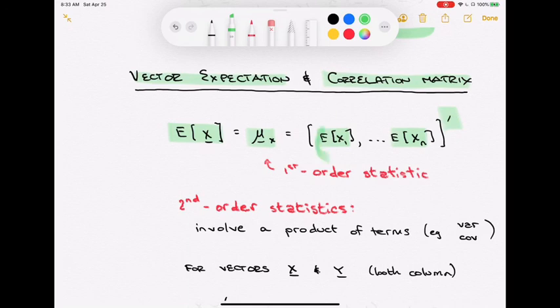Because things like this, expected x1, right? That's just a function of that single random variable x1. And so the expected value out front would just mean a single sum or integral with respect to x1, and you'd only need the probability density or probability mass function for x1.